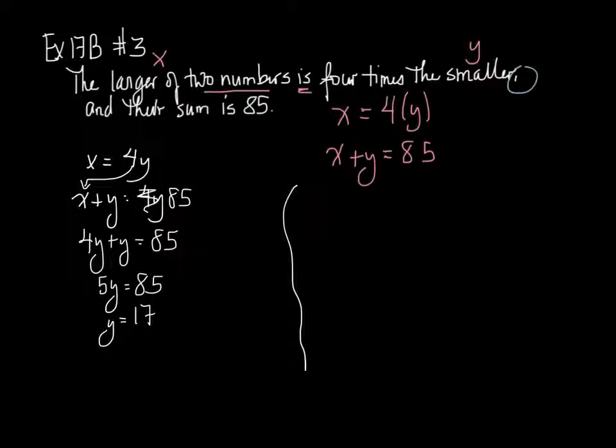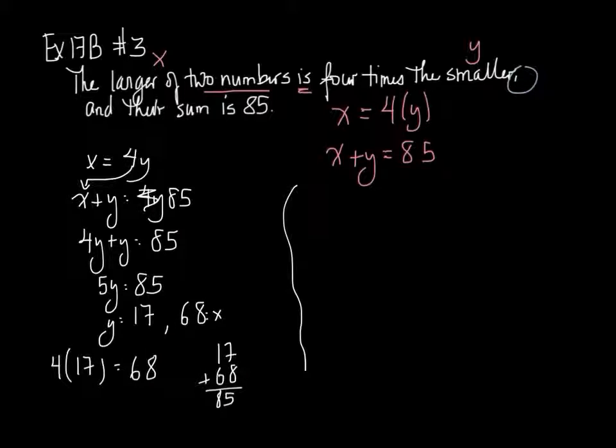Once I know y, I can solve for x. Now I know that y is the smaller one, right? So if I do 17 times 4, I should get the larger number. That's going to be 8, carry the 2, 68. So my larger number is 68 and my smaller number is 17. If I were to go back and add them, I should get 85, right? Yep, 85. That worked.